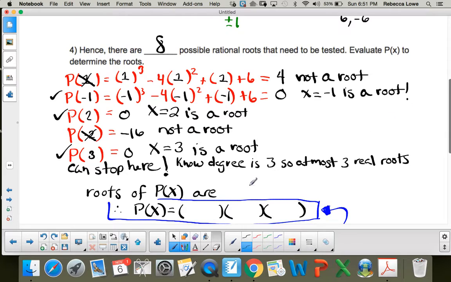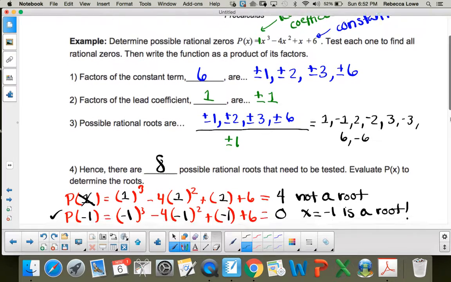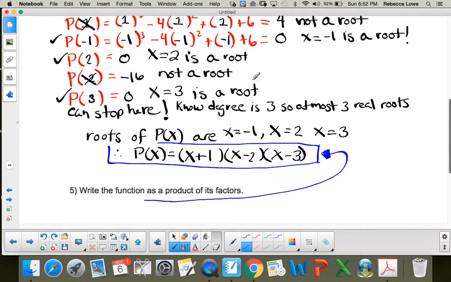So the roots of p of x are x is -1, x is 2, and x is 3. And now I can write it as a product of its factors. I move each one of those over to set those equal to 0, and then I can pick out the factors. So x plus 1, x minus 2, and x minus 3. If you wanted to multiply all of that out, you would get the function p of x, which you see at the top. But don't waste your time. So that's how you figure out the roots based on the polynomial using the leading coefficient and the constant.